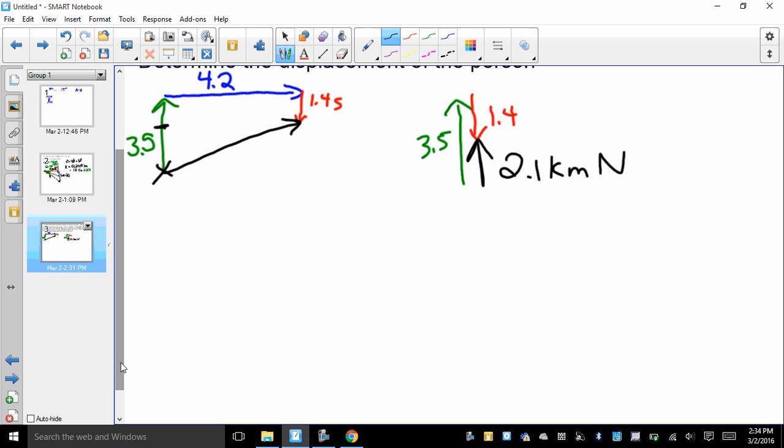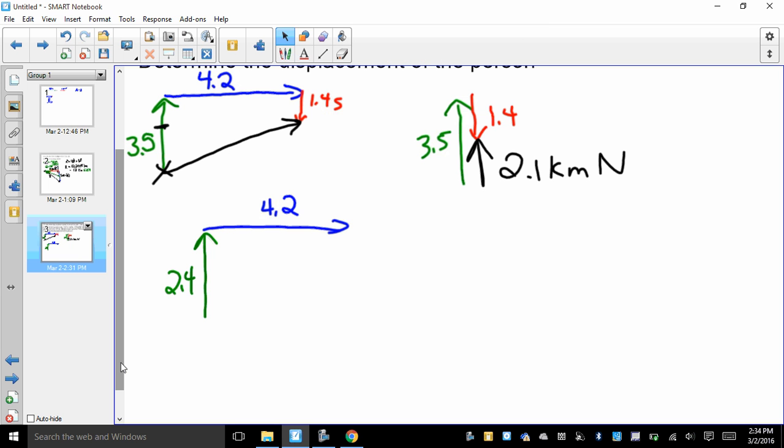So my new diagram looks like 2.4 north, then 4.2 east, and then I have my resultant from where I started to the end. Okay, so now what we need to do is find out this triangle. It is a right triangle and we need to find the angles.